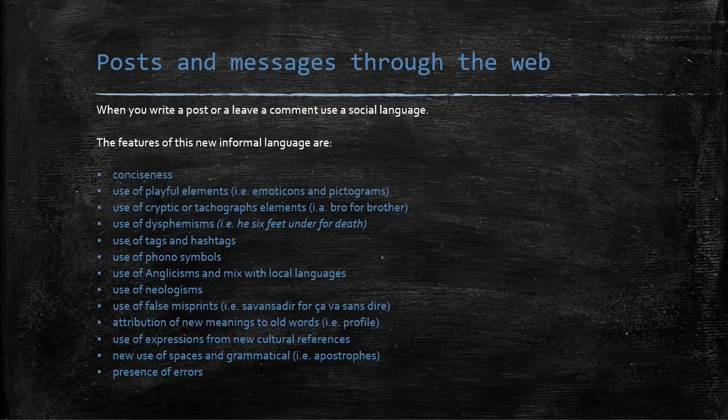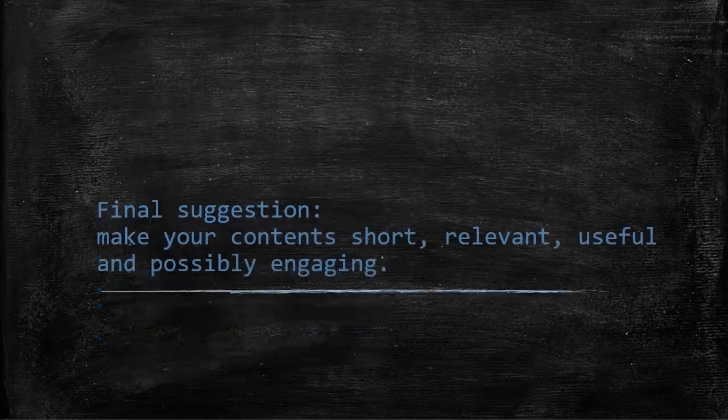When you write a post or leave a comment to interact with the net, you need to use a social language. The features of this new informal language are conciseness, use of playful elements, like emoticons and pictograms, use of cryptic or tachygraphic elements, like bro for brother, use of dysphemisms, like he's 6 feet under for death, use of tags and hashtags, use of phonosymbols, use of anglicisms and mix with local languages, use of neologisms, use of false misprints, like savansadir for sans dire, attribution of new meanings to old words, like profile, use of expressions from new cultural references, new use of spaces and grammatical signs, like apostrophes, presence of errors. The unique and final suggestion is to make your content short, relevant, useful and possibly engaging.